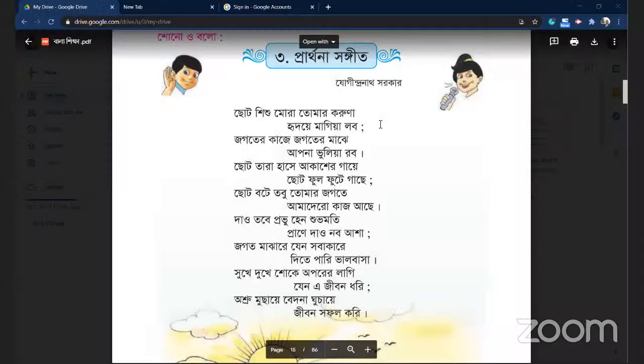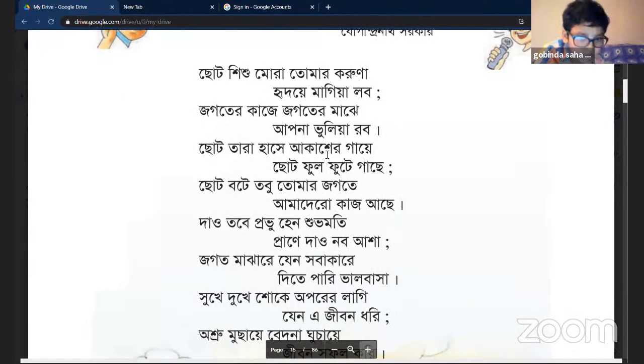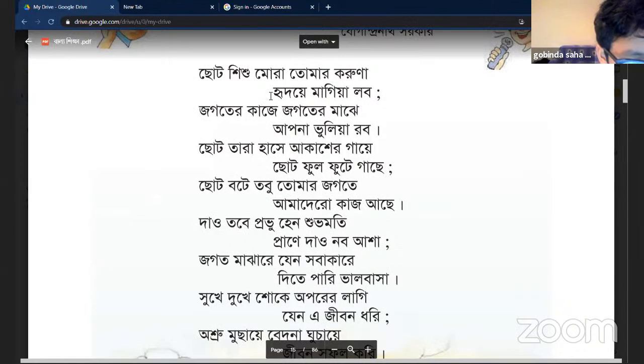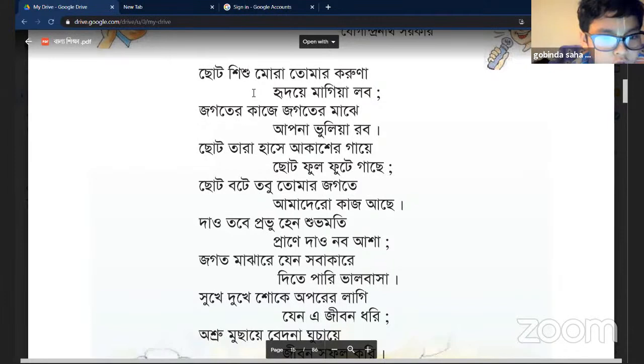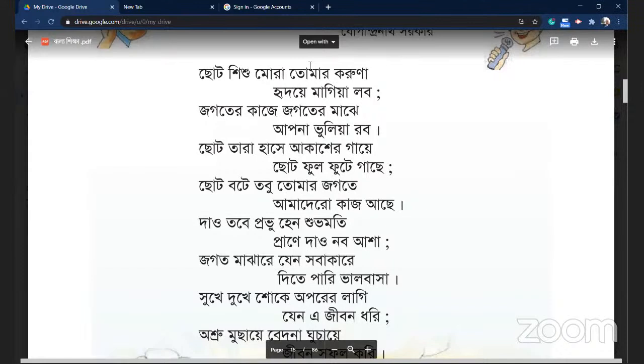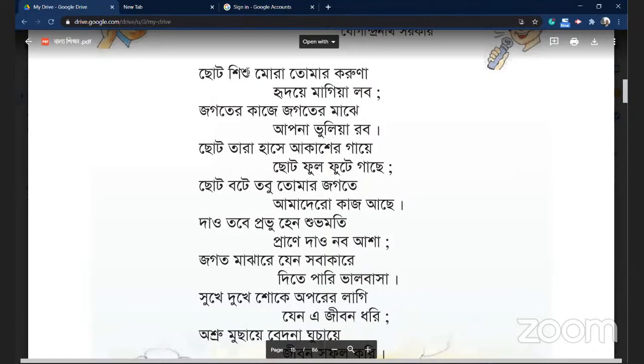Okay, so back to reading Jogindranath Sarkar. First line, Govinda, go ahead, read the first line. Because first increase it big. Okay. Choto Shishu Mura. Mura means Amra. Choto Shishu Mura Tomar Koruna.